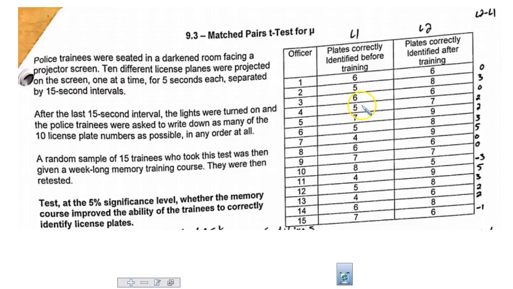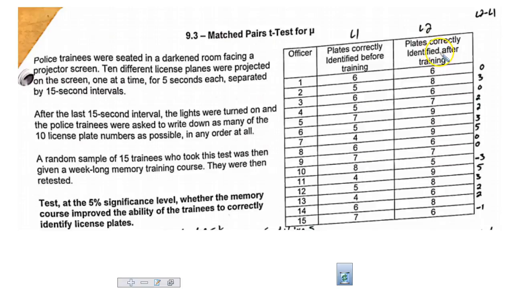In order to do this, we're going to use a one sample test. So we're going to use the same t-test that we've used for the last few examples, but we have two samples here. We have the number of plates correctly identified before training, and the number of plates correctly identified after training.